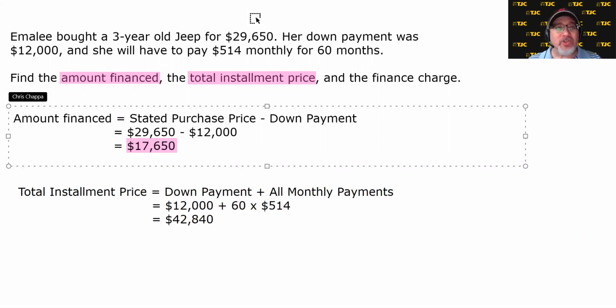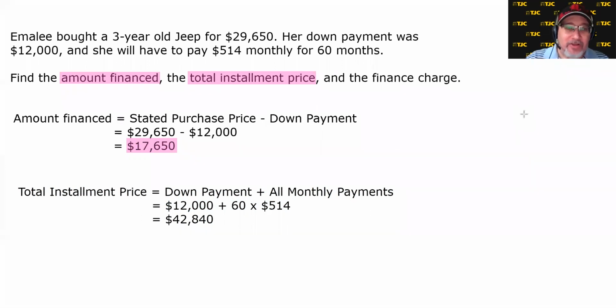So that's the total installment price, $42,840. It's a lot of money. But paid out over 5 years, it doesn't seem as much. All right, so what about the finance charge?